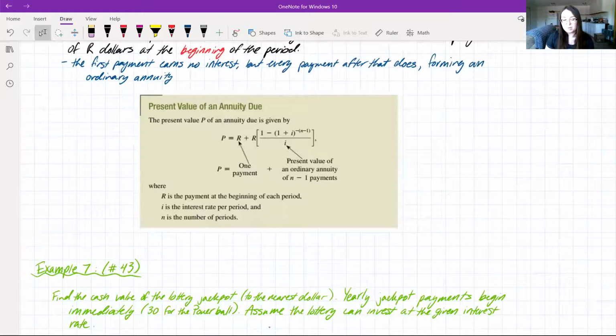And we know that R is the payment at the beginning of the period, I is the interest rate of the period, and n is the number of periods.